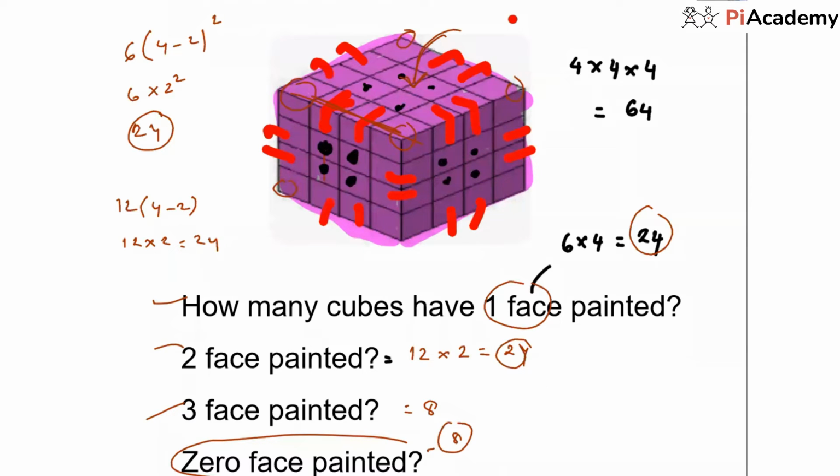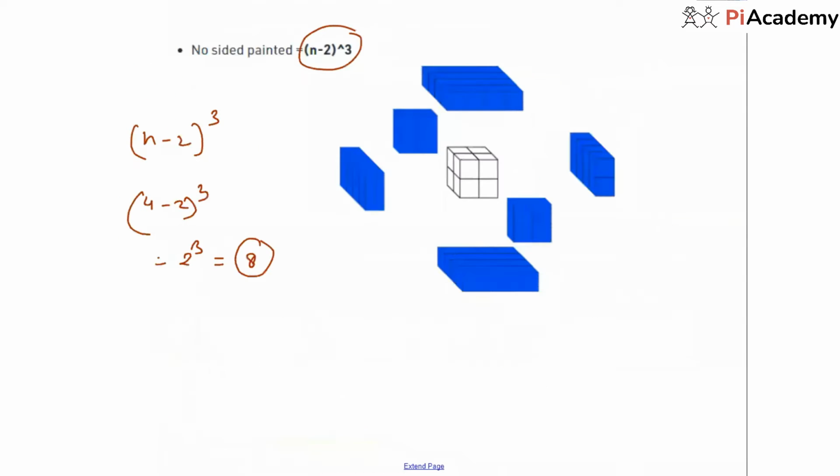Okay. So now I want you to use these formulas. Imagine it is a 5 by 5 by 5 cube. You don't have a cube here. It is a 5 by 5 by 5 cube. It is painted with red color all around.